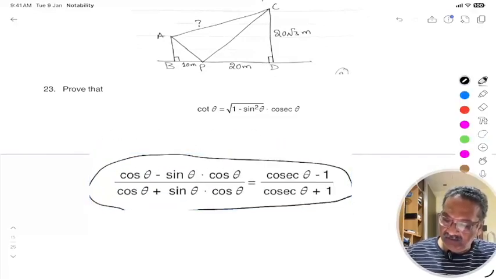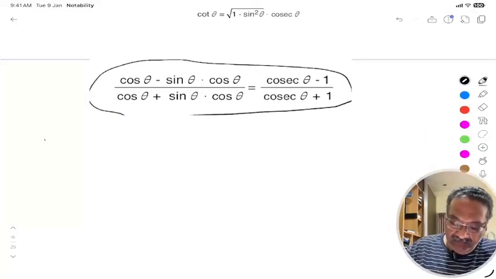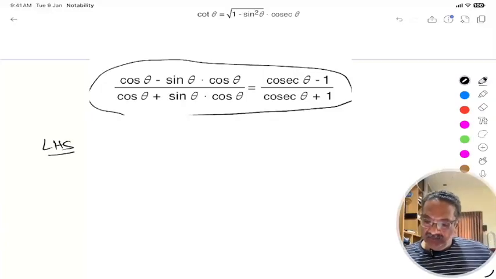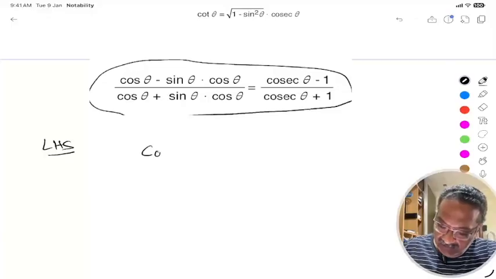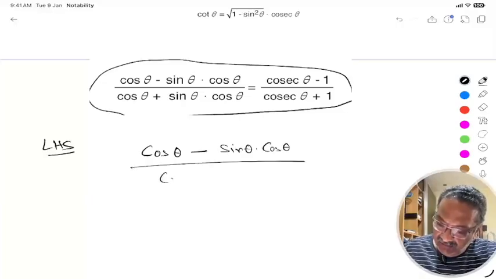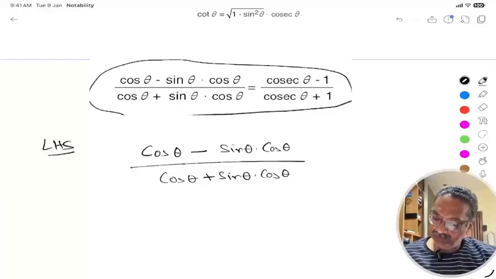This next question. So let us take the LHS. Let us first take the LHS. See, we have cosecant theta on the right hand side, so we will try to go towards cosecant theta. We have LHS as (cos theta minus sin theta into cos theta) divided by (cos theta plus sin theta into cos theta).